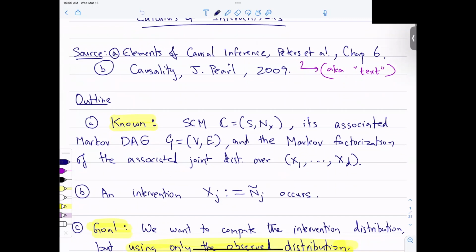Okay. So recall that what we are dealing with is a structural causal model. Sorry, switch my pen. We're dealing with a structural causal model. This consists of the structural equations along with the independent random variables which are driving these structural equations. So that is the model. There's a DAG associated with it, vertices and edges, and there's a Markov factorization over the D random variables. This is the same setting we were dealing with last time. Okay? And today's material again primarily follows Elements of Causal Inference by Peters et al. and the Causality book by Pearl.